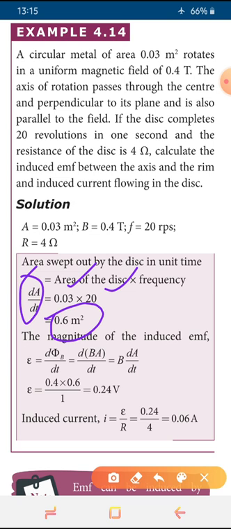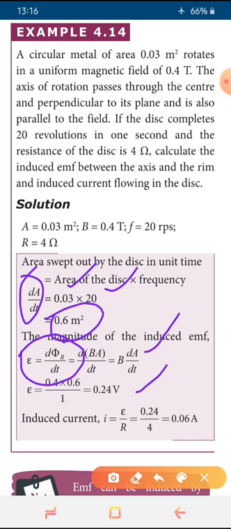And the magnitude of induced EMF, we can write the known formula: epsilon is equal to d phi B divided by dt. So phi B can be substituted. We have used phi B many times: B vector dot dA vector, or BA cos theta. In that, theta is 0, so we can write BA, and dBA divided by dt reduces to B dA divided by dt. Now we write epsilon, substituting the values: 0.4 into 0.6 divided by 1, because dA by dt is 0.6. That we can write as 0.24 volt.